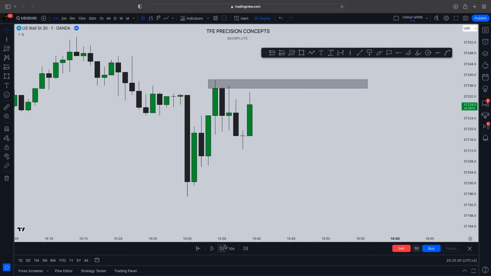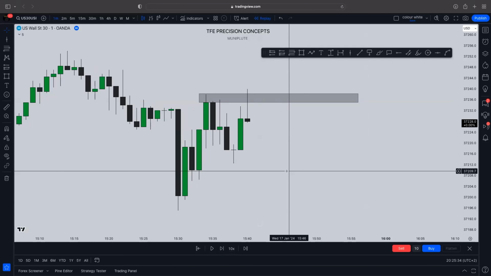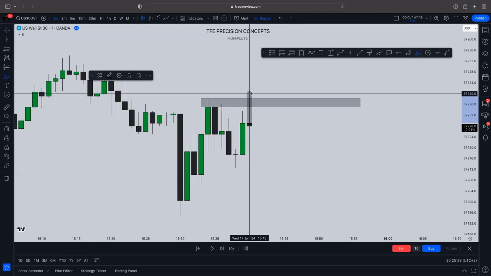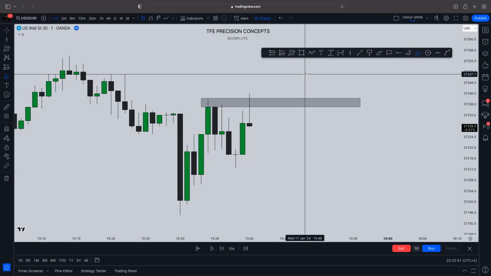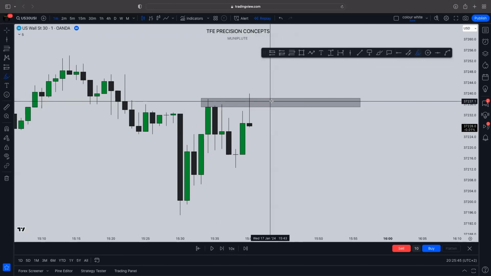Watch here. Watch this area right now, okay? Look at this candle. Now you tell me, is that strong? Who's strong there? Comment down below. Right now, who do you think is strong right here?